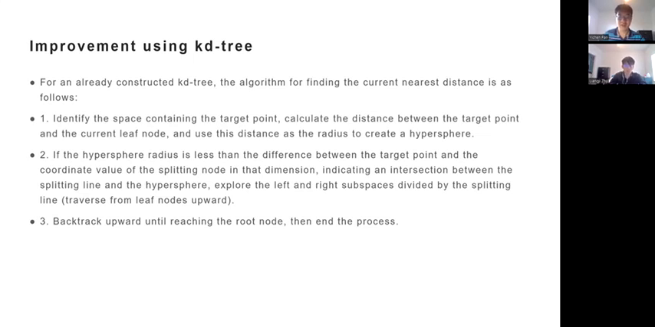If the hypersphere's radius is greater than the difference between the target point and the coordinate value of the splitting node in that dimension, it indicates an intersection between the splitting line and the hypersphere. Explore the left and right subspaces divided by the splitting line, and backtrack upward until reaching the root.